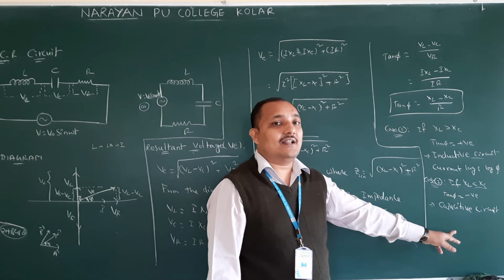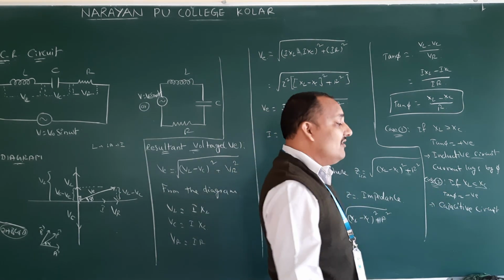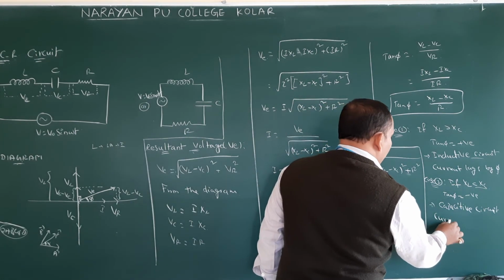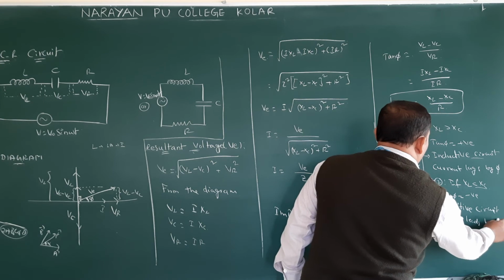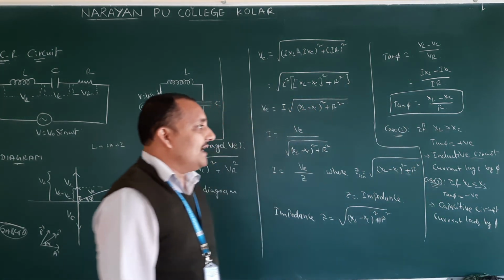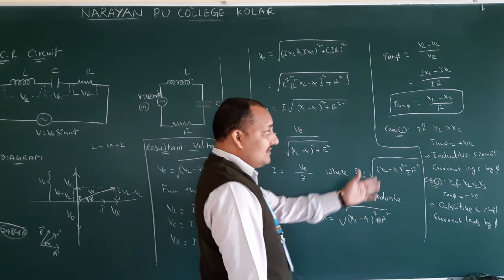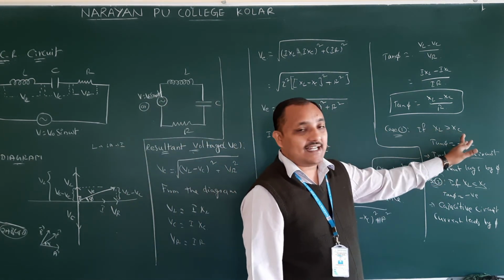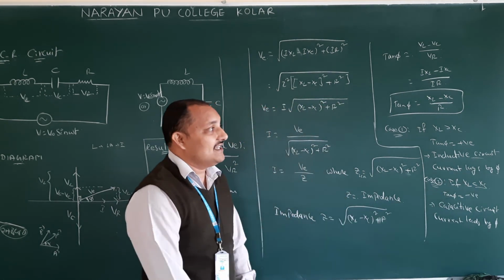In a capacitor, current is leading. Current is leading by how much angle? Phi. Current leads the voltage by phi angle. Okay. Next. This is about XL is greater than XC, and XL is less than XC. What will happen if XL is equal to XC?